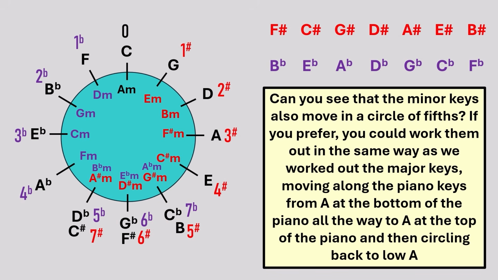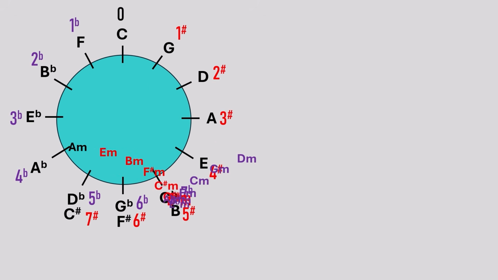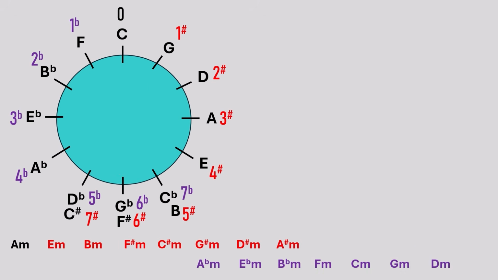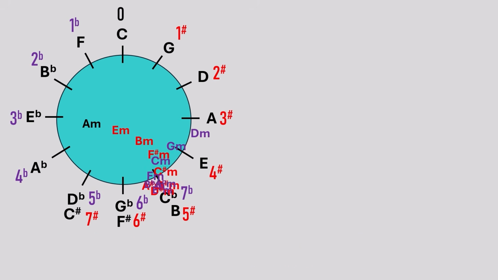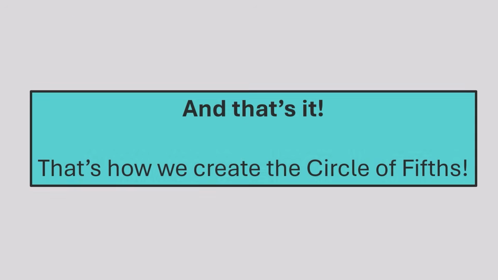Can you see that the minor keys also move in a circle of fifths? If you prefer, you could work them out in the same way as we worked out the major keys, moving along the piano keys from A at the bottom of the piano all the way to A at the top of the piano and then circling back to low A. And that's it. We have created the circle of fifths.